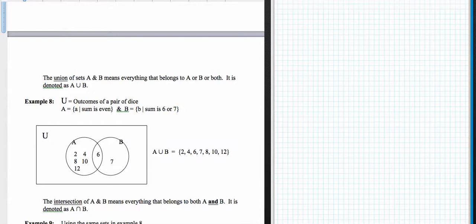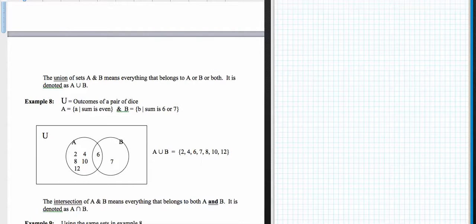So if we have a Venn diagram showing the set A, which is the sum of the outcomes of a roll of dice being even, and B being the sums of 6 or 7, this is what it would look like when drawn on a Venn diagram. So if you roll 2 dice, the smallest set of numbers you can get is a 1 and a 1, and the largest is a 6 and a 6. So you're going to get numbers between 1 and 12.